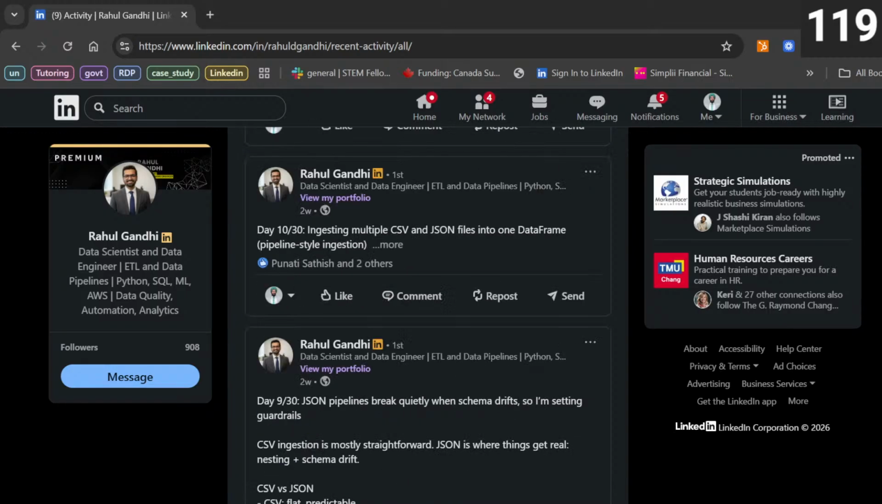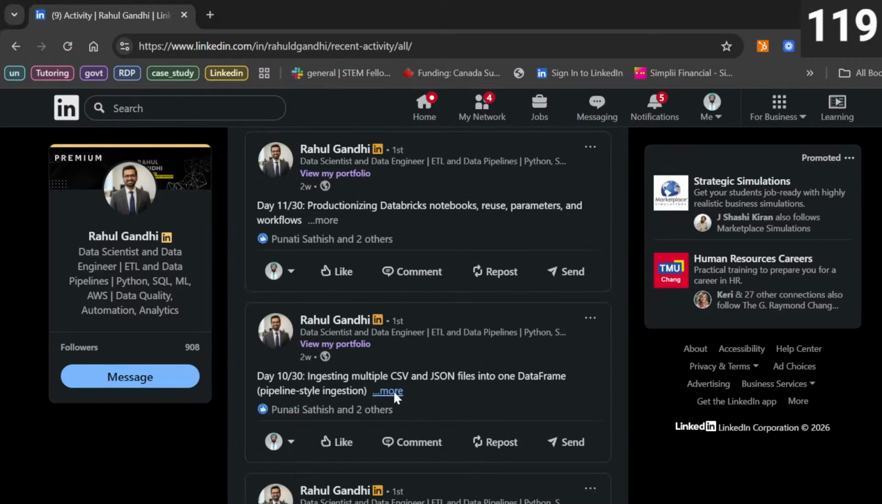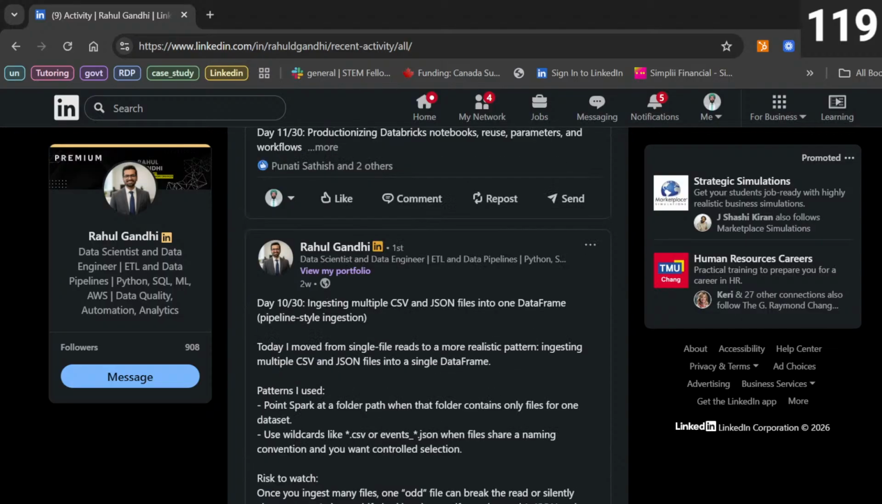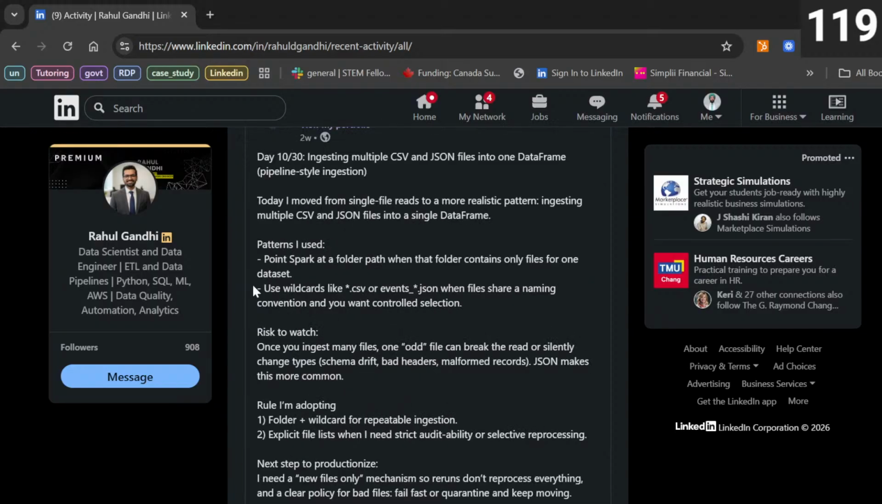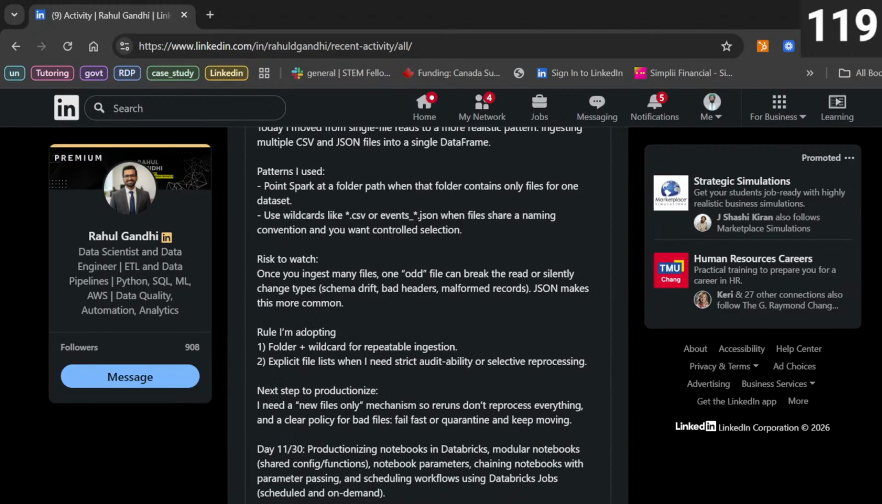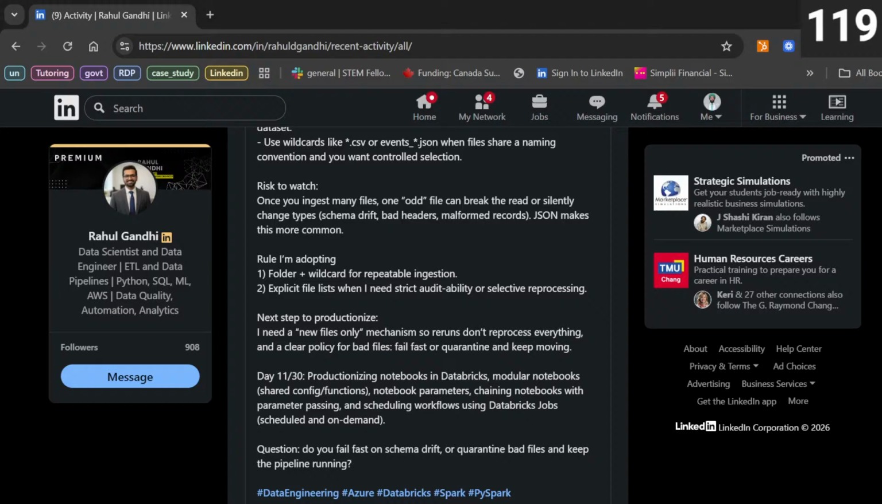Okay, design decisions. Ingesting multiple CSV and JSON files into one data frame. Single file reads give way to a more realistic pattern: point Spark at a folder path, with wildcards like this. If you ingest too many files, an odd file can break it. Okay. Folder plus wildcard for repeatable ingestion; explicit files need a new-files mechanism.